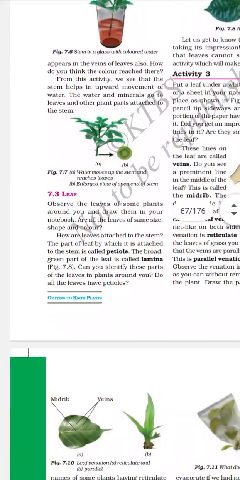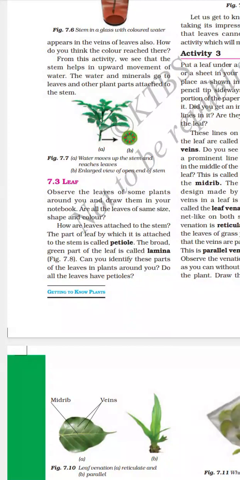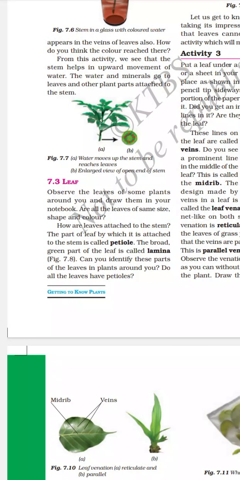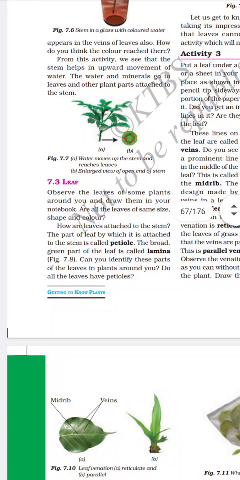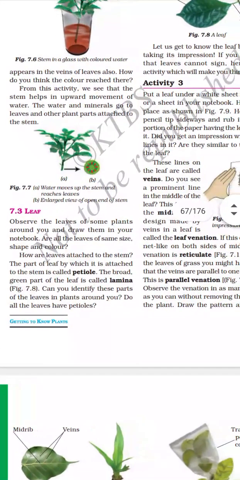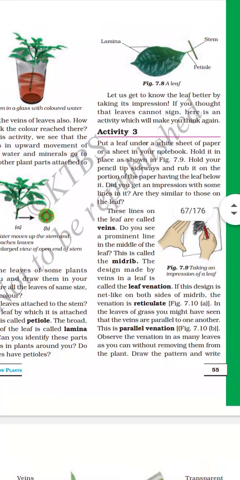Next is leaf. Observe the leaves of some plants around you and draw them in your notebook. How are leaves attached to the stem? The part of the leaf by which it is attached to the stem is called petiole. The broad green part of the leaf is called lamina. See here: lamina, petiole, stem of leaf.